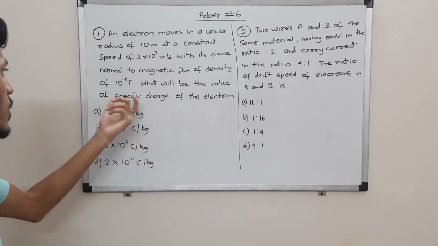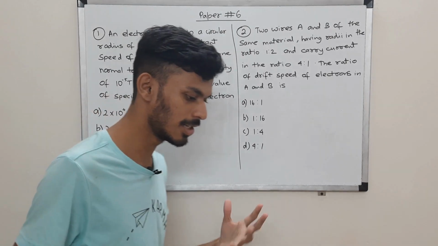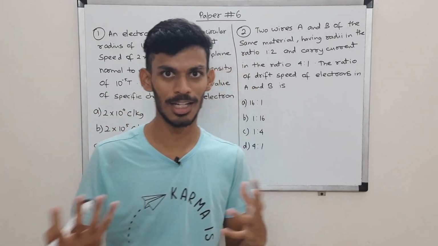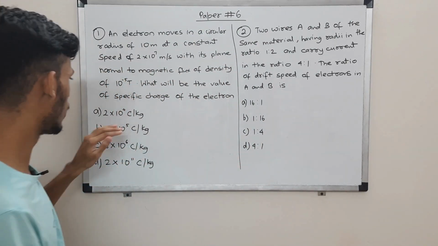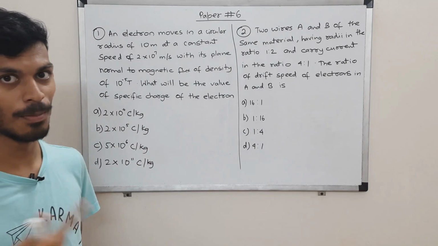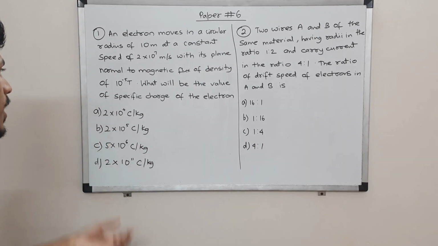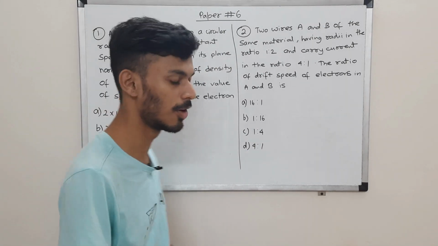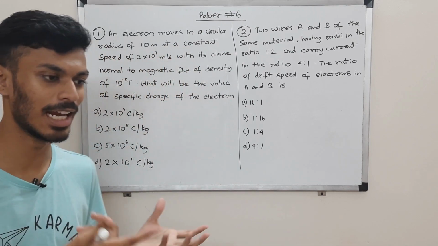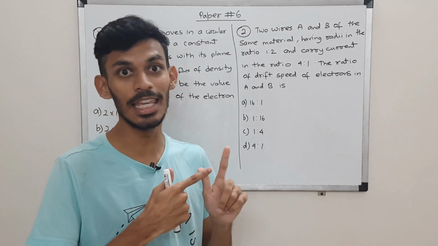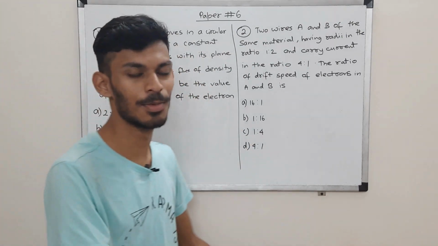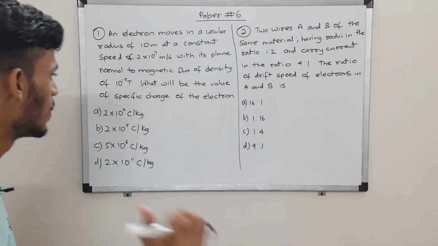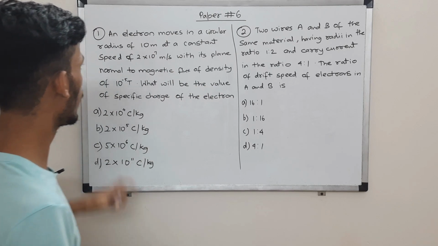So what will be the value of the specific charge? Specific charge is basically e by m, the ratio e by m. You can get the clue from the options. The option says the unit is coulomb per kg, so from there you can make out that they are asking you for e by m. Here you are not supposed to directly compute e by m using the known values of e and m. Here you are given some data, through that you are supposed to find e by m. So don't use the known values.